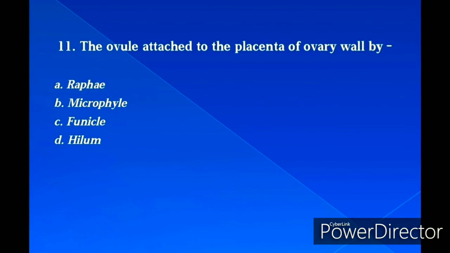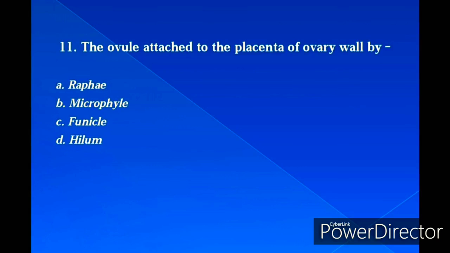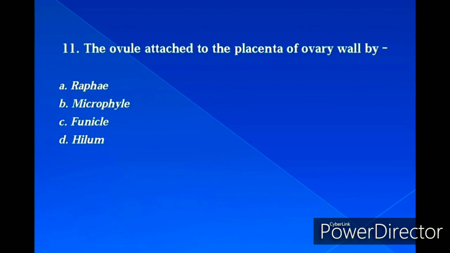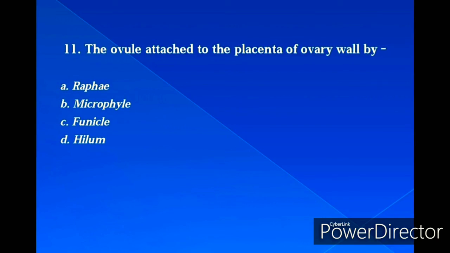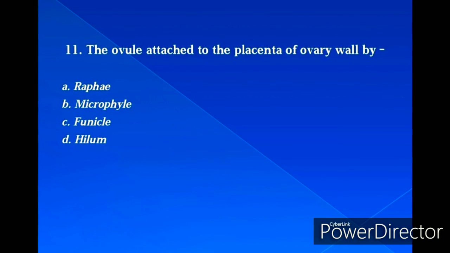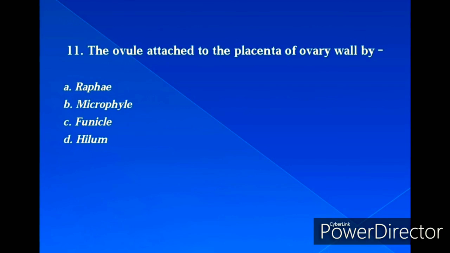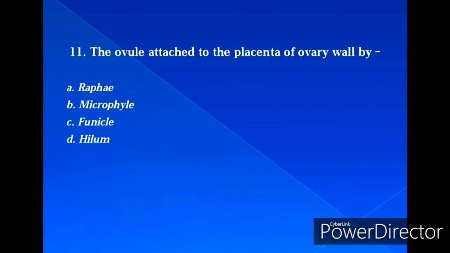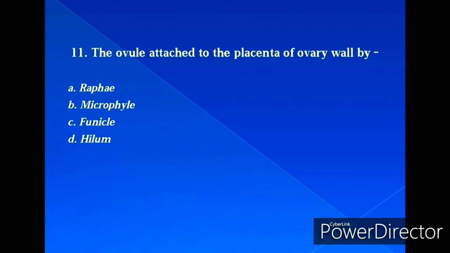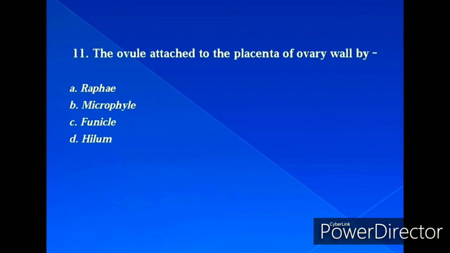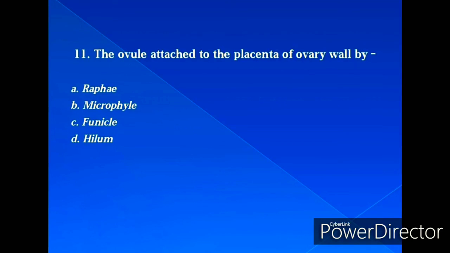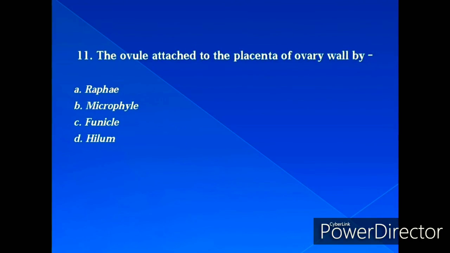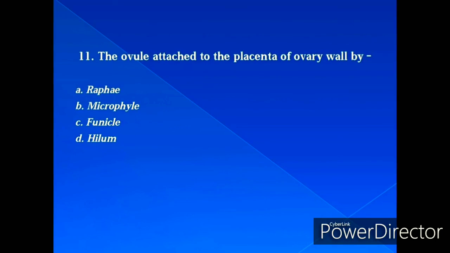Let's see the last question of today's session. The ovule is attached to the placenta of the ovary wall by option A raphe, option B micropyle, option C funicle and option D hilum. Here the answer is option C funicle. See, ovule is the integumented indehiscent megasporangium, which develops as a small outgrowth from a tissue of the placenta, and it attaches to the placenta by a stalk called the funicle. Hence the answer is option C funicle.